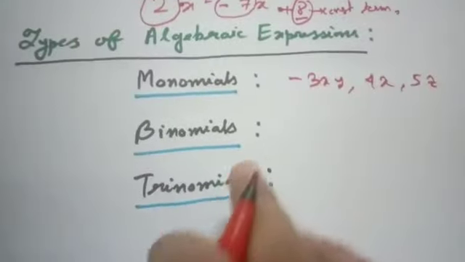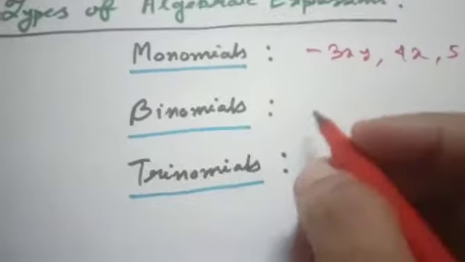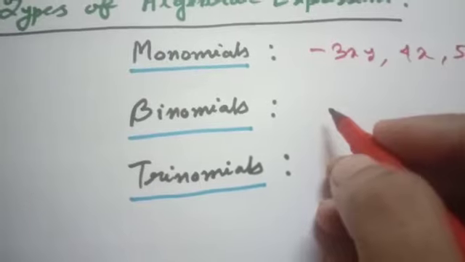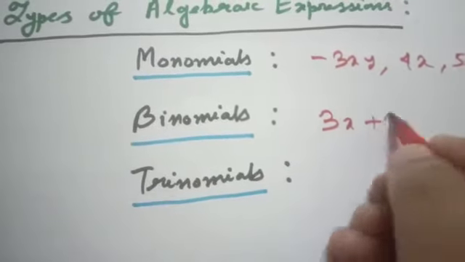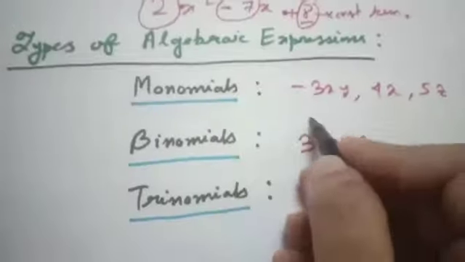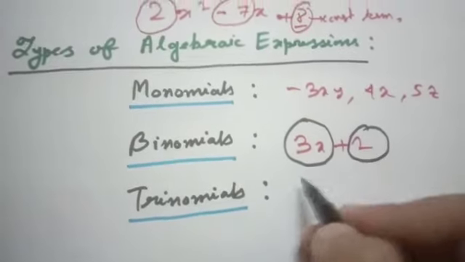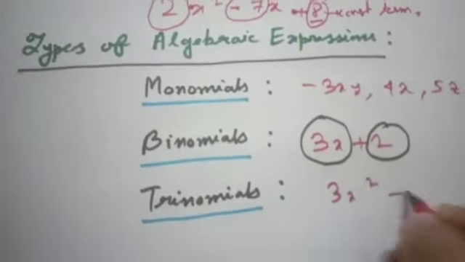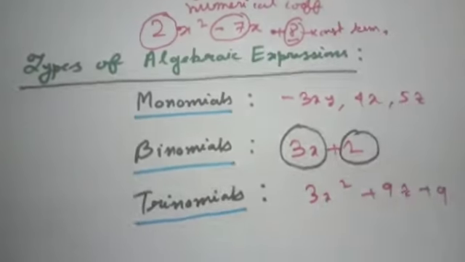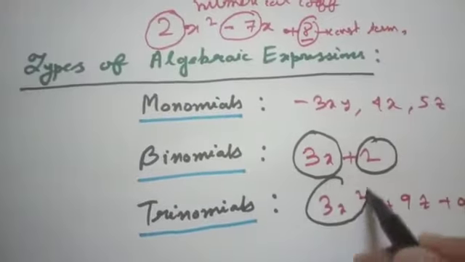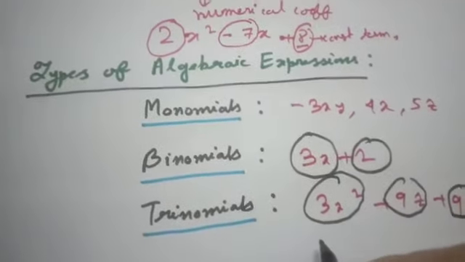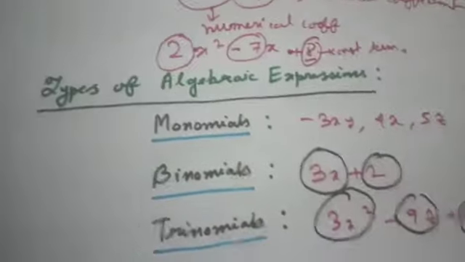And now we define binomial. A binomial is an algebraic expression having two terms. 3x plus 2, there are two terms. First term is 3x and second term is 2. So this is a binomial. And trinomial means three terms, that is 3x square plus 7z plus 9. Here there are three terms, 3x square is the first term, the second term is 7z and the third term is 9. So you can understand about trinomials. Now we define polynomials.